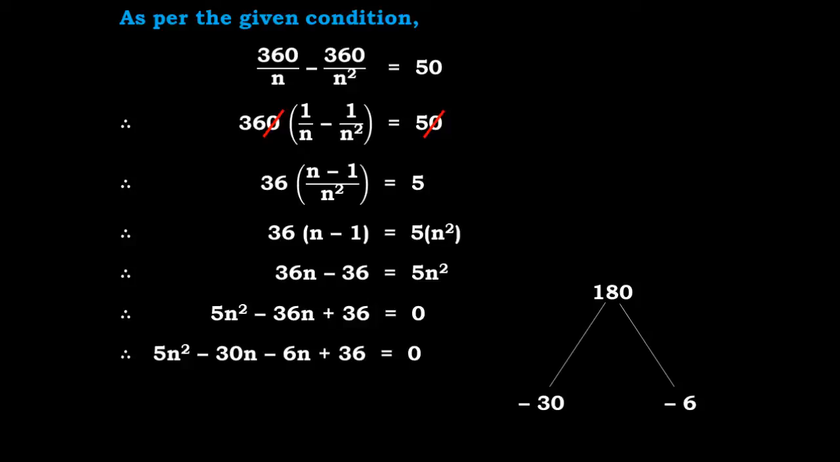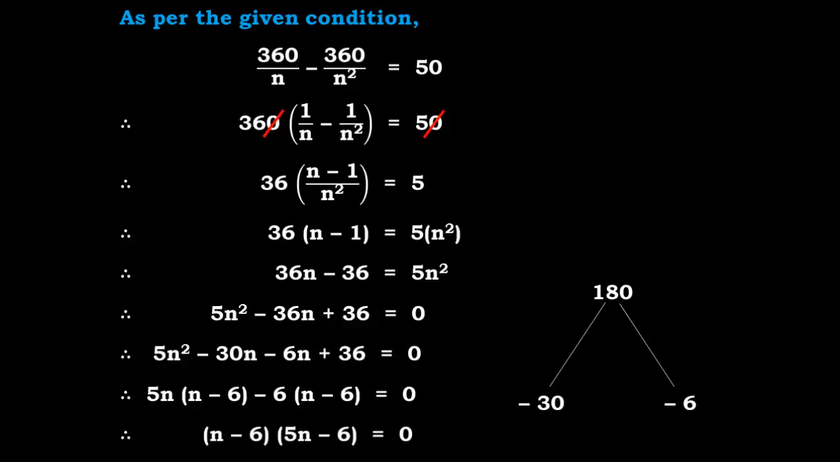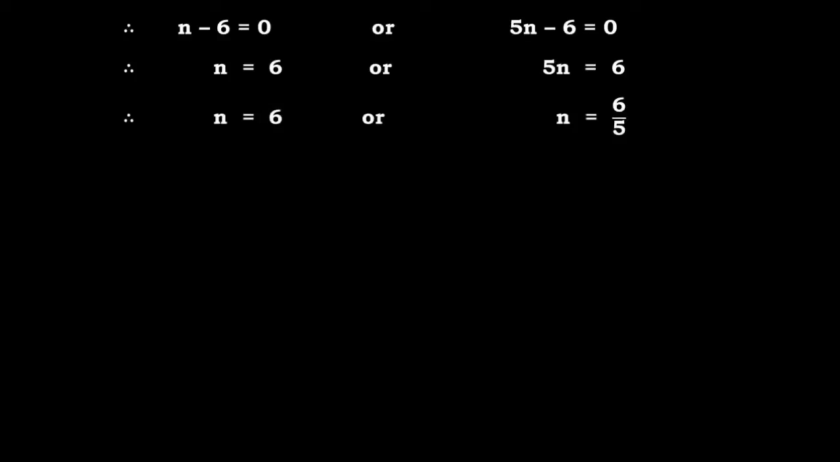Now we can make groups of two terms. From the first two terms we can take 5n common, in the bracket we have n minus 6. And from the next two terms we can take minus 6 common, in the bracket you get n minus 6. Therefore n minus 6 is the common bracket and the second bracket is 5n minus 6 is equal to 0. Therefore n minus 6 is equal to 0 or 5n minus 6 is equal to 0. Therefore n is equal to 6 or 5n is equal to 6, so n is equal to 6 or n is equal to 6 upon 5.